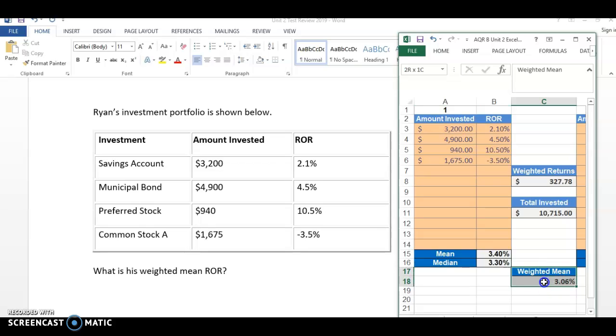If you notice right here, it's giving me the weighted mean. And what the weighted mean is, each one of these doesn't count the same because they have different values in the accounts. So it's figuring it up based on the amount of money in the account. So our overall weighted mean is 3.06%.